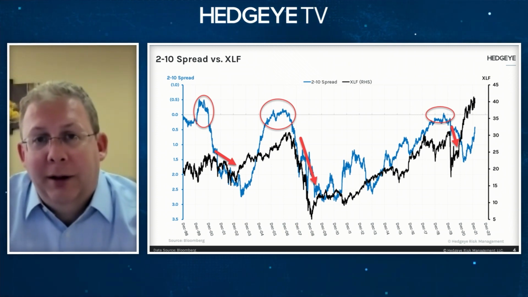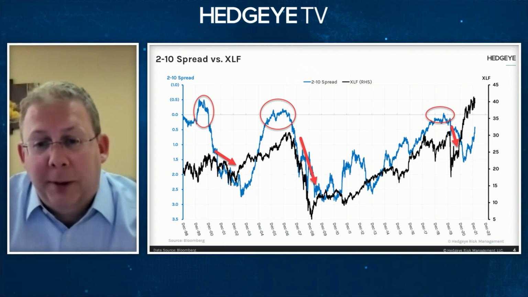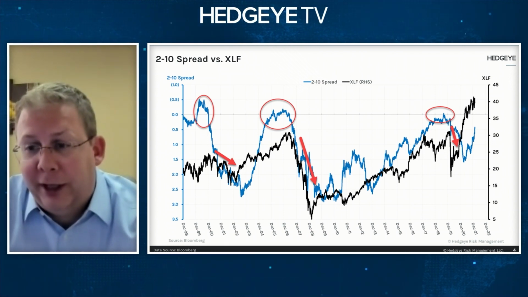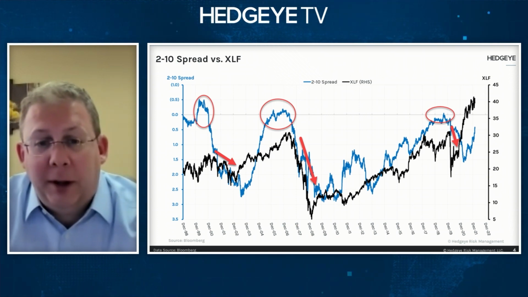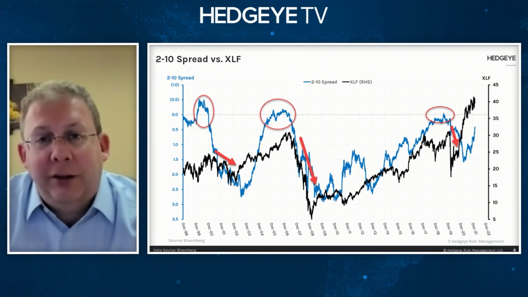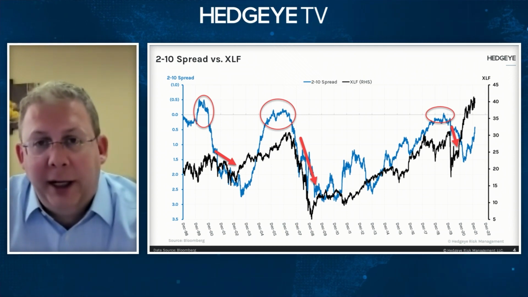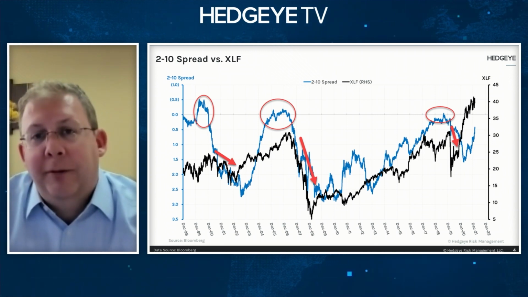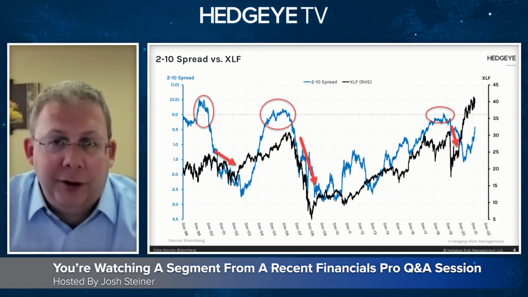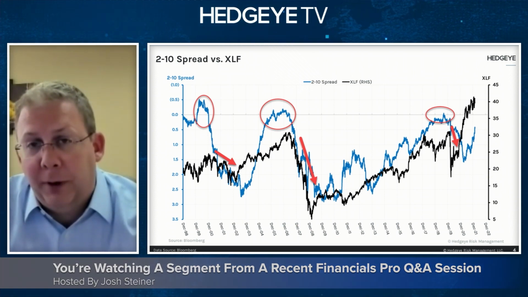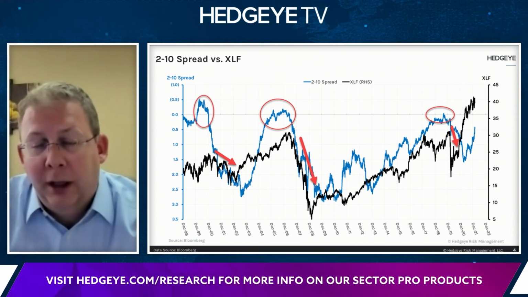Obviously the most stark example here is the GFC. The start of the pandemic was the second most significant example, and the late 90s, early 2000s was actually the least significant of the three. So that's the first thing: the yield curve inversion is telling you that the fixed income market is concerned that there's going to be a growth problem, probably a recession.